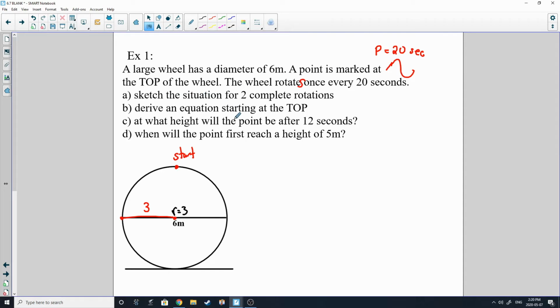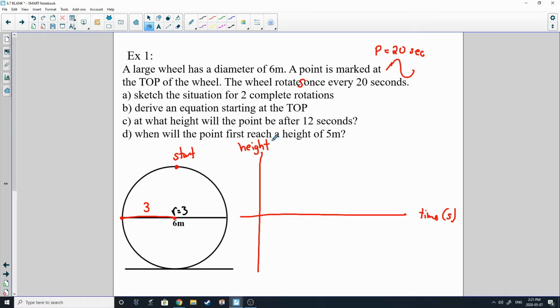So it says, sketch the situation for 2 full rotations. Well, we can do that. That's no problem. So let's go ahead and do that. Perfect. So I'm going to go ahead and use a sine function. So right here when we start, this is going to be a little bit different than what we're used to. So here's time, and it's going to be in seconds. And this axis is going to be my height. So that's going to be one of the differences.